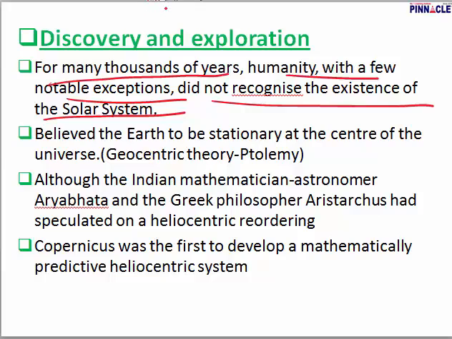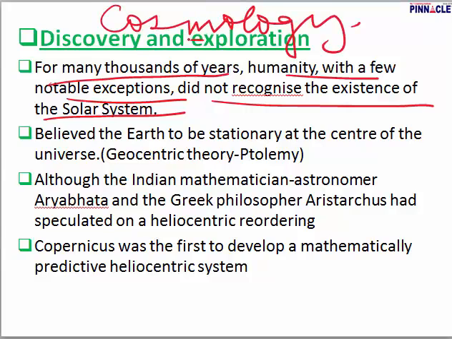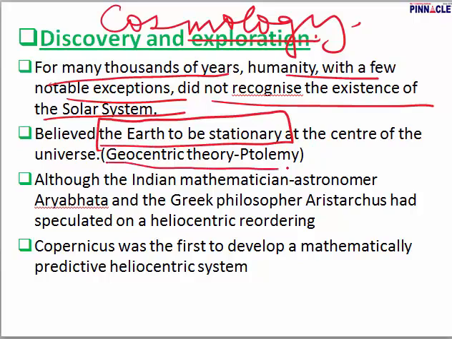And the study of all these planets, stars, the solar system, different galaxies, the universe, etc., is known as cosmology. So what is cosmology? Cosmology is the study of the universe. In the initial stages, we thought the earth to be stationary. We believed that the earth is at one particular point and all other heavenly bodies are moving around the earth. And this theory was known as the geocentric theory.